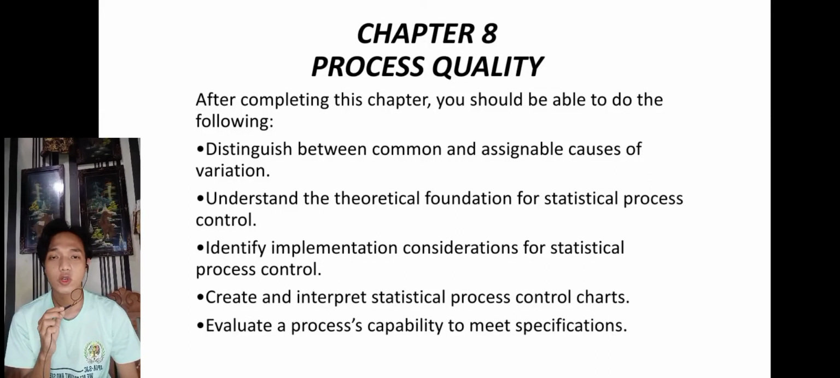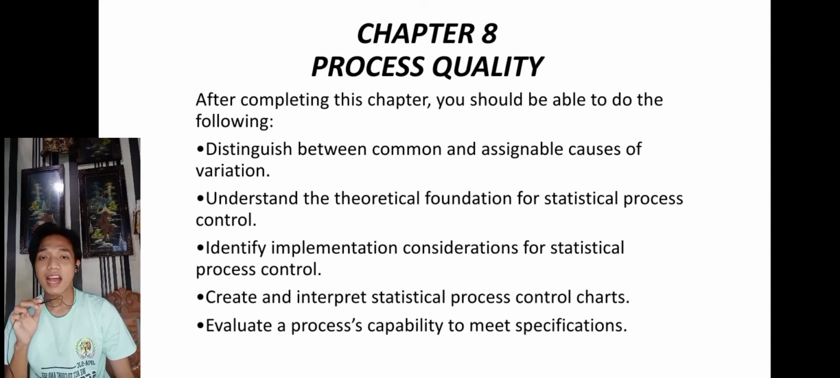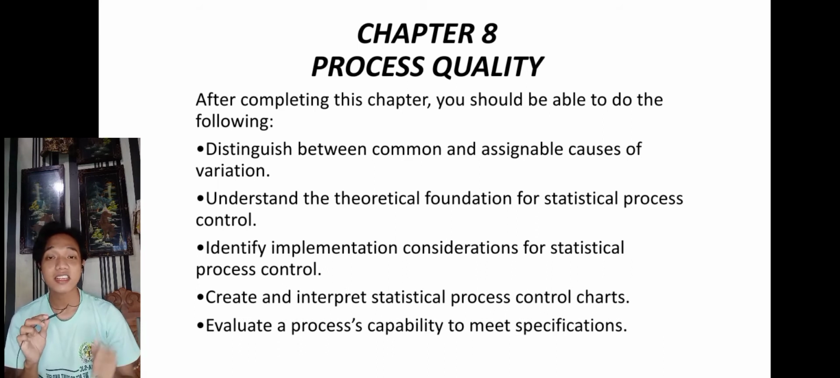Today we will discuss Chapter 8, process quality. After completing this chapter, you should be able to do the following. First is to distinguish between common and assignable causes of variation.